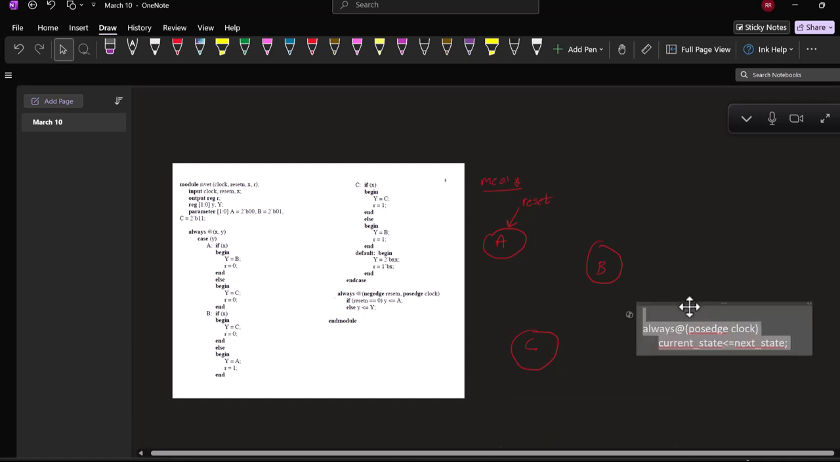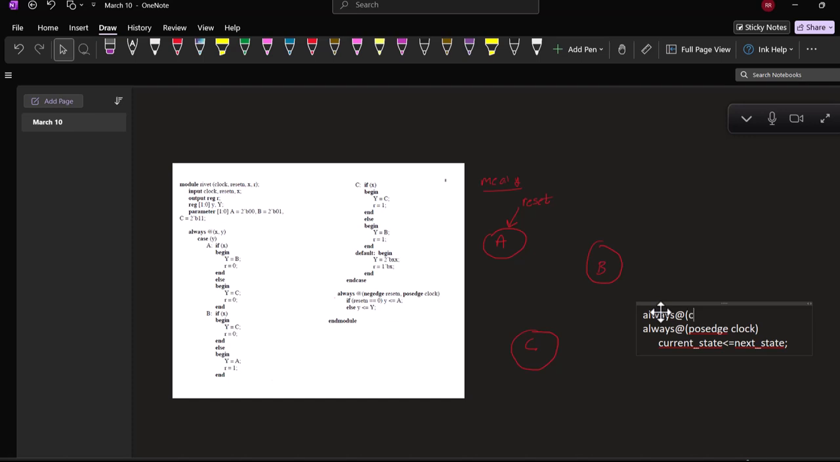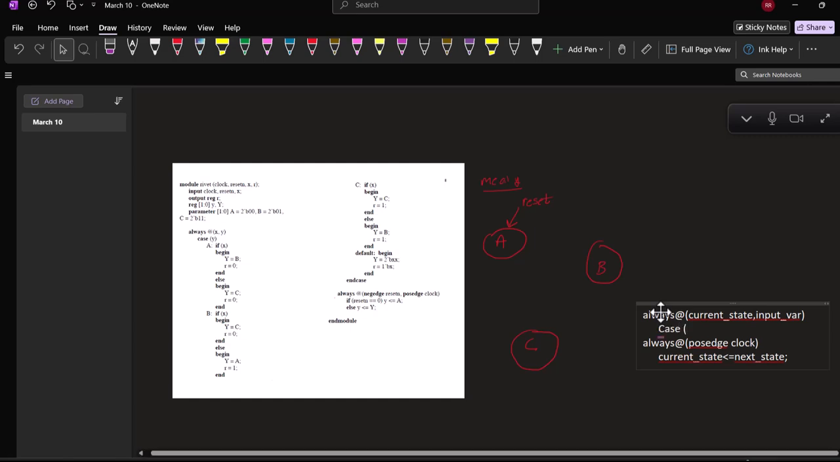And then your first always block is almost always going to be something along the lines of always at current state, or whatever your input is. So input var, whatever that happens to be. And then you're going to have a case statement. And then inside this case statement, you're going to have current state. You're going to say based on what your current state is, whatever your variable for that is.